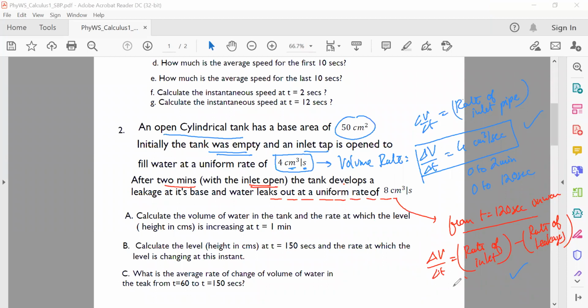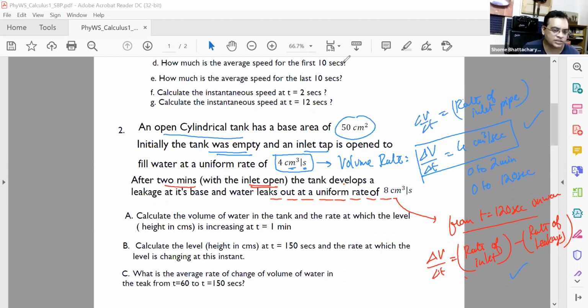Yes, sir. And in fact, now when we calculate what this exact rate is going to be, this is +4, the rate of inlet, but the leakage is happening at double the rate. It's -8. So overall, what will be happening? The volume of water will be decreasing in the tank at the rate of 4 centimeter cube per second after 2 minutes. Now, in the initial 2 minutes, water is increasing at this rate, and from 2 minutes onwards, water is decreasing at this rate.